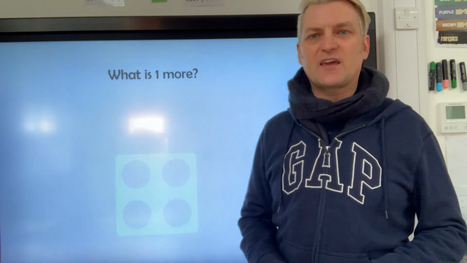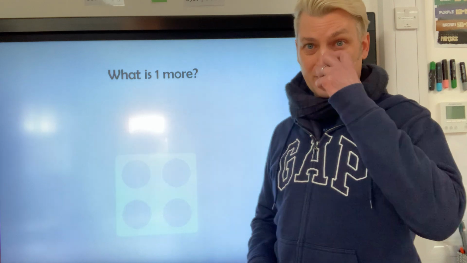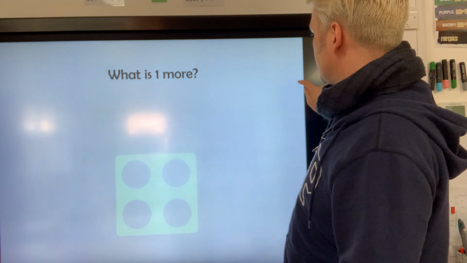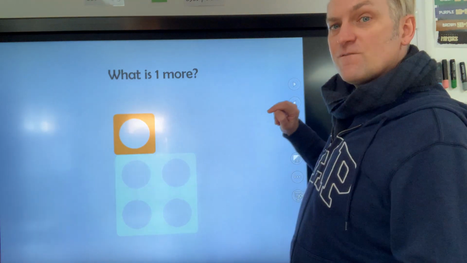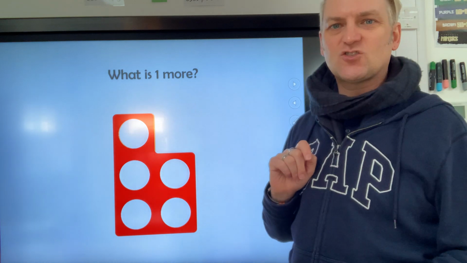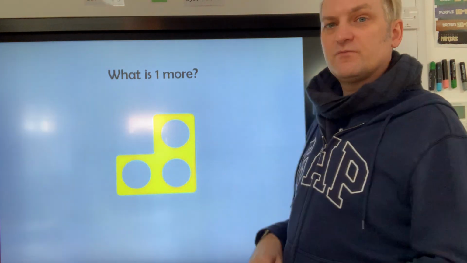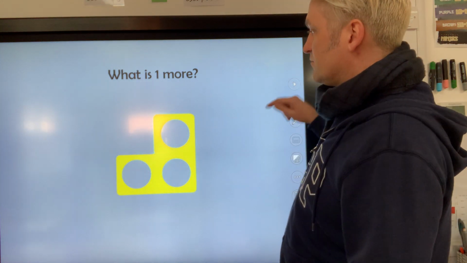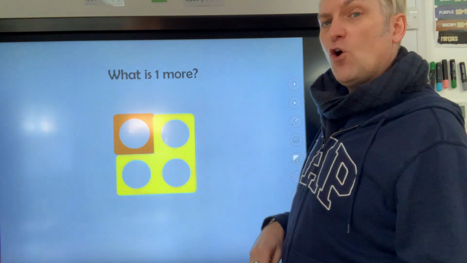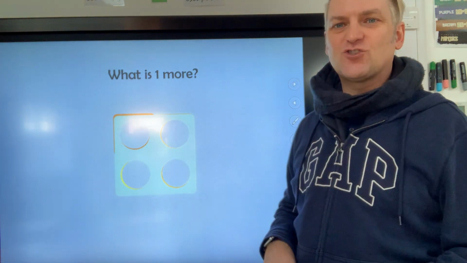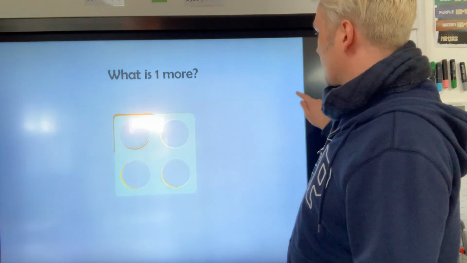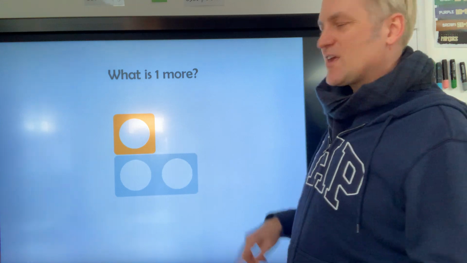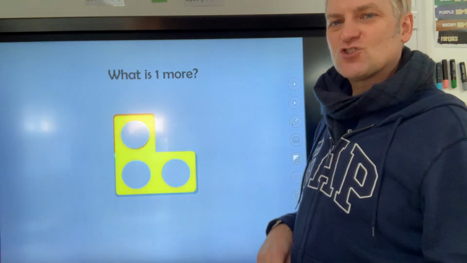And we're going to be thinking about one more again. All right, so here is the Numicon 4. So 1 more than 4 is 5. And there we are, just to check. Let's try this next one. 1 more than 3 is 4. There we are, just to show you that the 4 fits over the top. 1 more than 2 is 3. And there's the 3 to check.